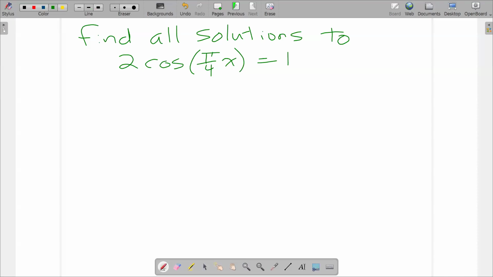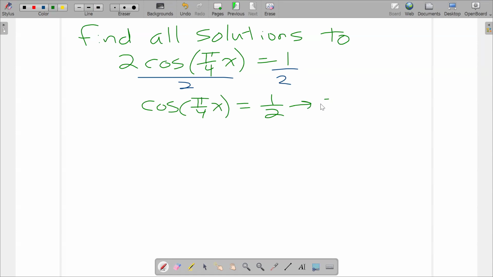So like we do other problems, we want to isolate the function first. So I'm going to divide both sides by 2. So now I have cosine of pi over 4x equals 1/2. Now from here, I like to pause, ignore the pi over 4x for a minute, and just instead consider what if it was just the cosine of theta equals 1/2.